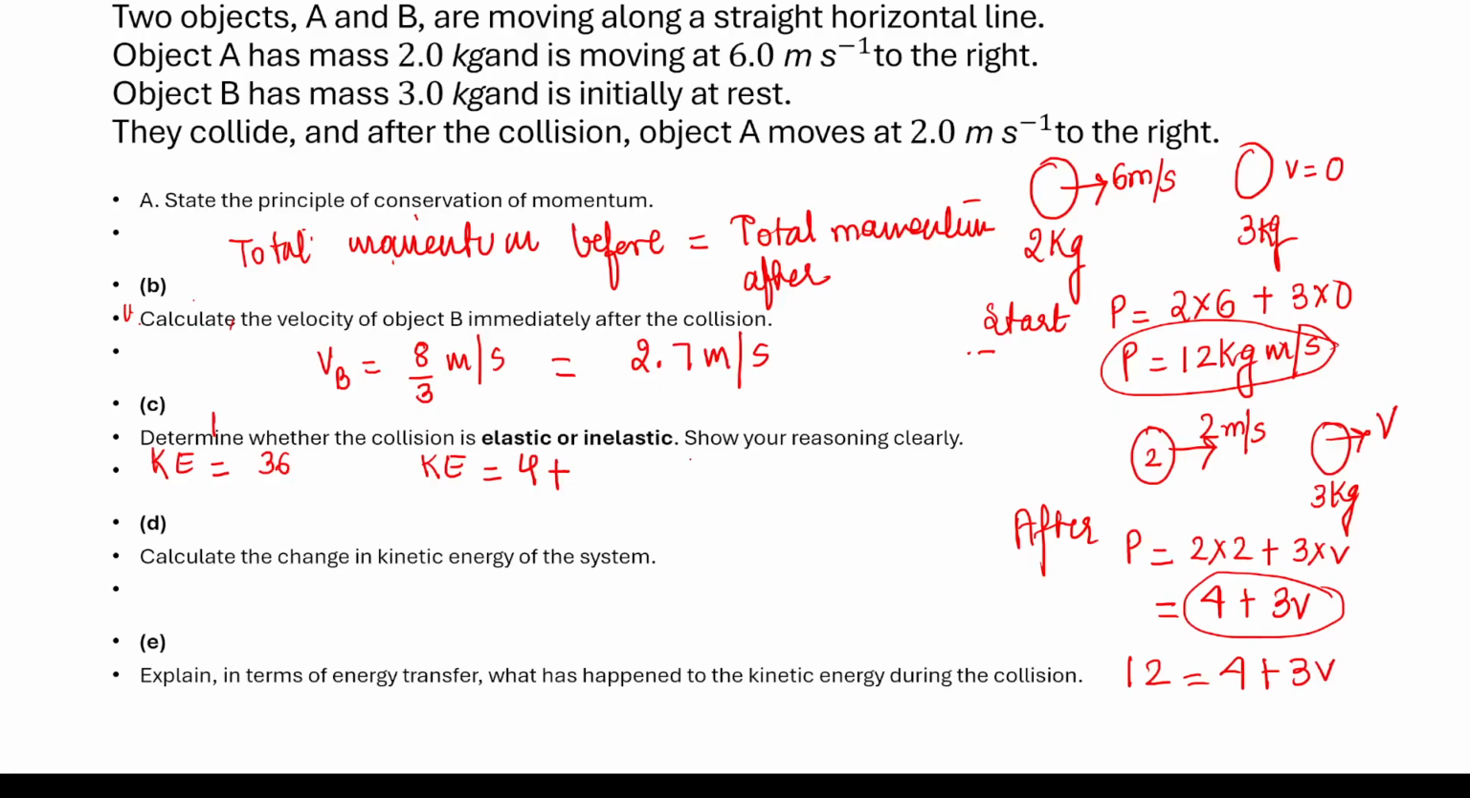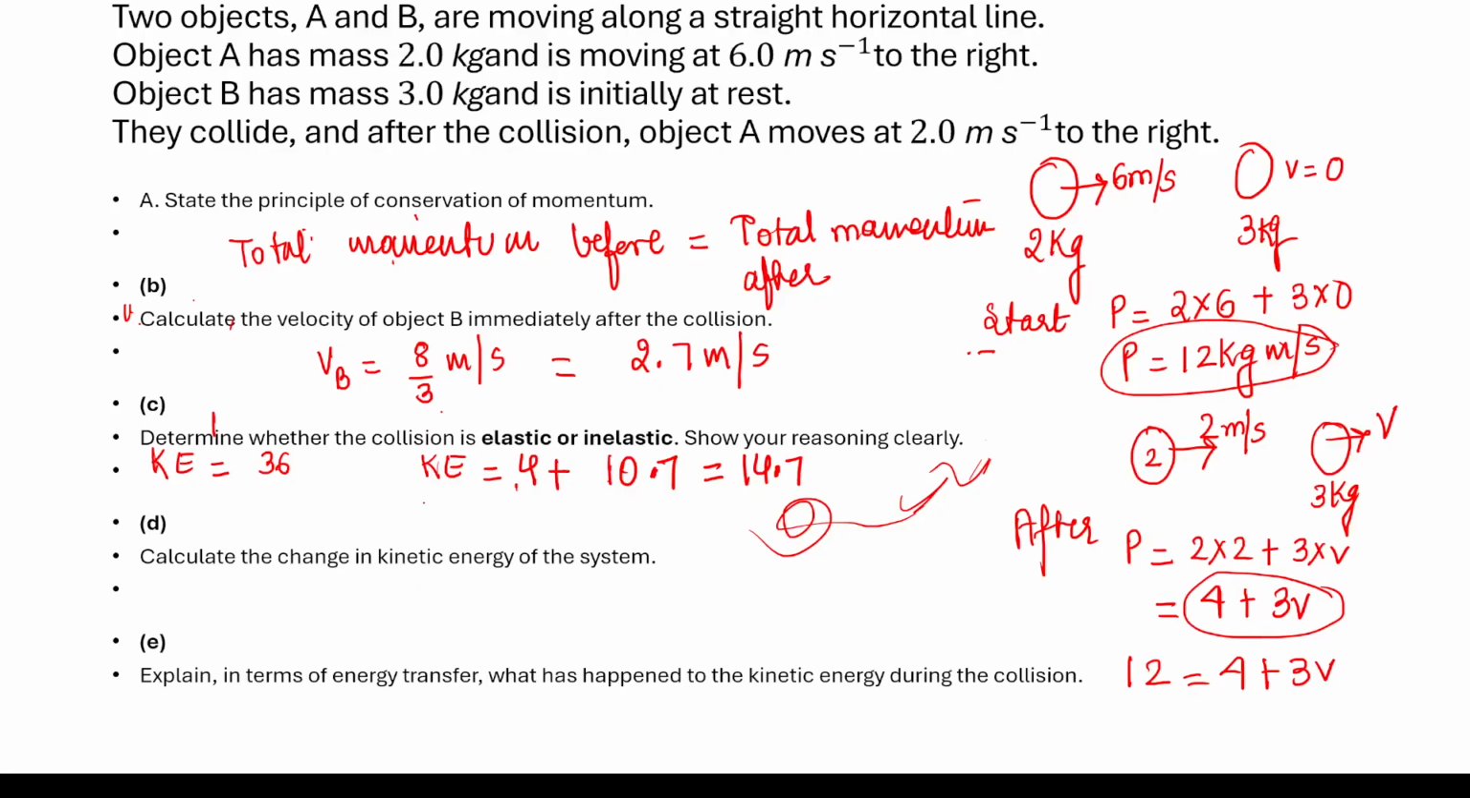So half times 3 times (8 over 3) squared, I'm getting around 10.7. Plus 4, so this is around 14.7. So clearly kinetic energy is not conserved. Hence, what kind of collision? Inelastic collision.